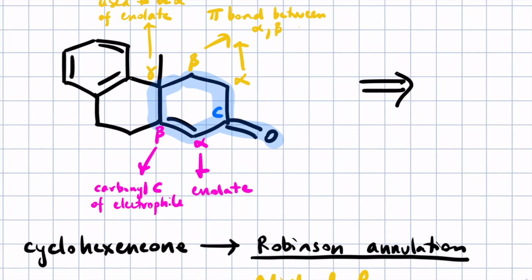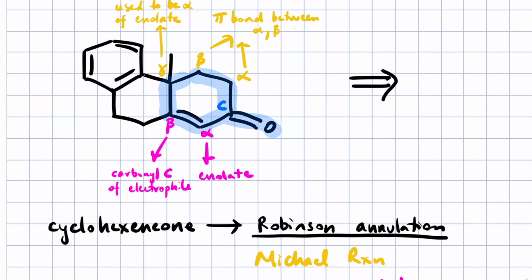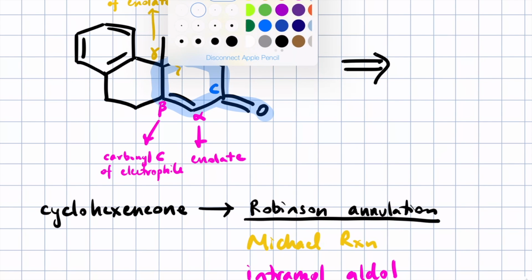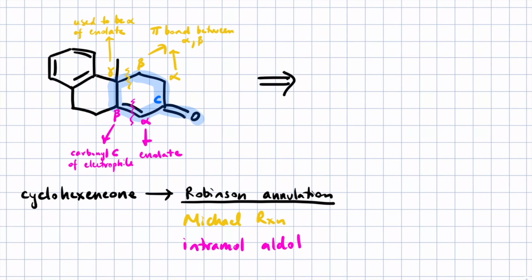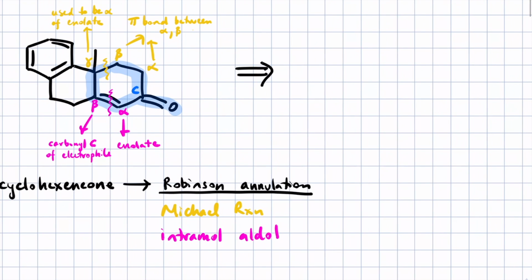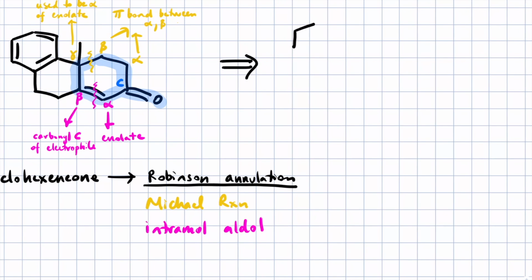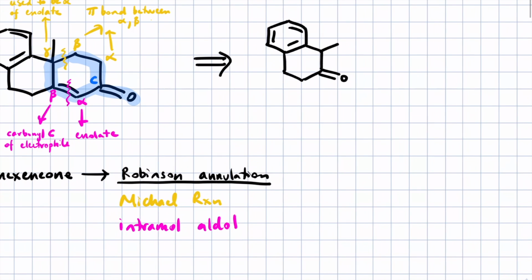Okay, so the bonds we made in the Michael reaction is this bond in our product between beta and gamma carbons, and then the bonds we made via the intramolecular aldol reaction are the sigma and pi bonds between pink, alpha, and beta carbons. Okay. So with all of that in mind, we can go all the way back to what the starting materials would have been. We can draw the carbonyl compound.